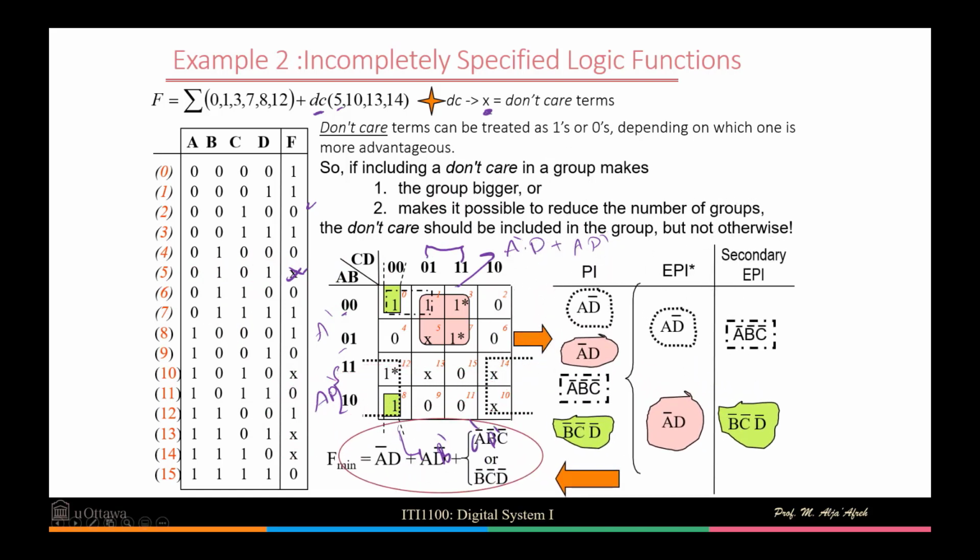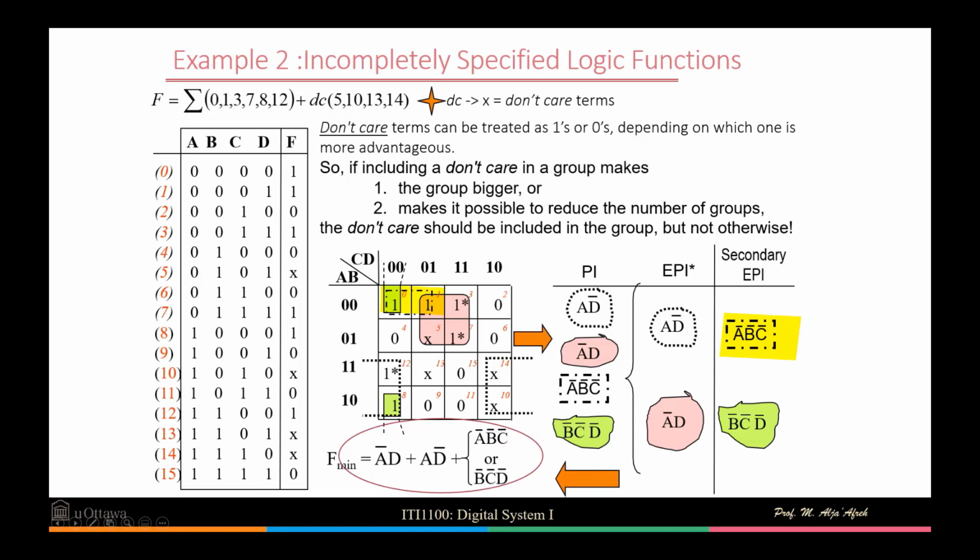So the essential prime implicants, as I mentioned, are this quad as well as this quad. Now the prime implicants are all of them, okay? So the prime implicants are this one, as well as this one, as well as, if I group these two by taking the corners here, or if I group them here. So I'm going to have four prime implicants. Now, those are not essential prime implicants.